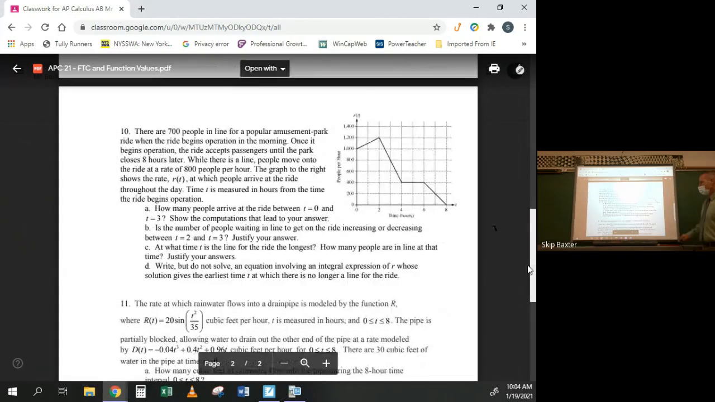D. Right, but do not solve an equation involving an integral expression of R, whose solution gives the earliest time t at which there is no longer a line for the ride. All right, let me read the question. There's 700 people in line for a popular amusement park ride. The ride begins to operate. Once it begins operation, the ride accepts passengers until the park closes 8 hours later. While there's a line, people move onto the ride at 800 people per hour. This graph shows the rate at which people arrive at the ride.